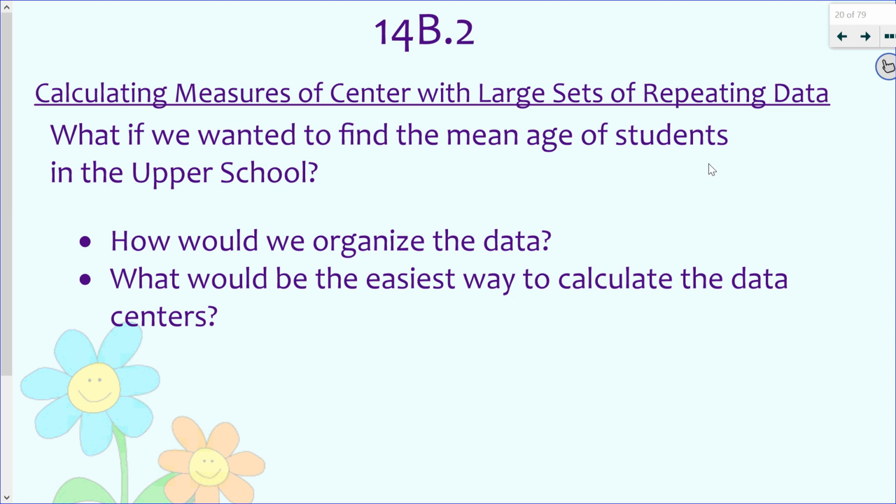And so we're going to talk about how to organize the data, and also what's the easiest way to calculate the data centers, in other words, the mean, median, and mode. The mode's going to be the easiest part because of the way we organize the data, but the mean and the median are going to be a little bit trickier, specifically the median. And so this is 14B.2 in your packet, but let's go for it.